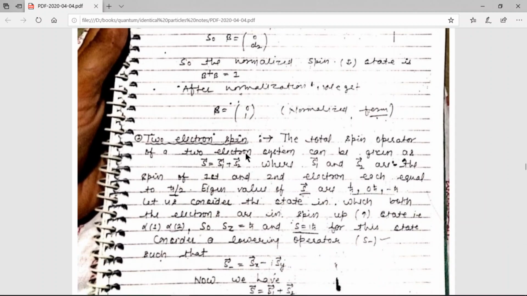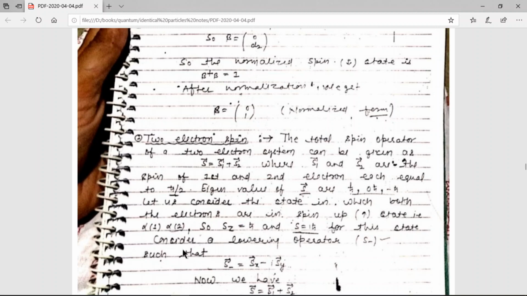Now for the two electron spin, the total spin is given by S equal to S1 plus S2, where S1 is the spin related to the first electron and S2 is the spin related to the second electron. The multiplicity of this system, the total angular momentum, is given by h cross, 0 and minus h cross. The multiplicity runs from minus S to plus S with a difference of 1. So we have three values: h cross, 0 and minus h cross.